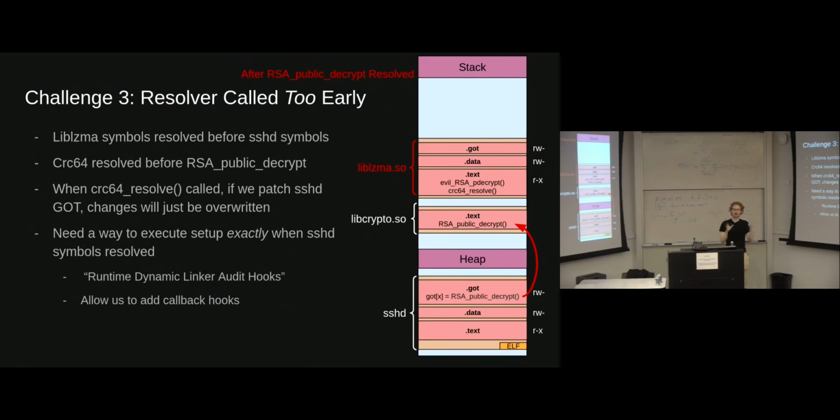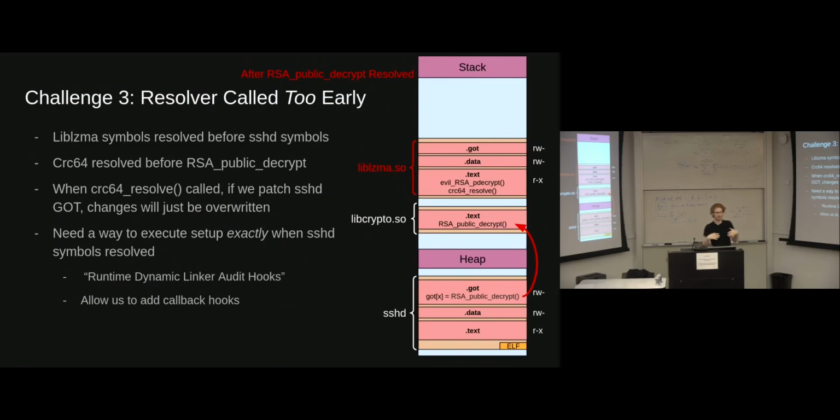And so there's this Goldilocks zone. We can't update the global offset table too late, because then it's marked as read-only, and we can't update it too early because then it'll just get overwritten by the linker later on. So we have to update right in this little tiny Goldilocks zone, after the linker has resolved this symbol, but before it's actually started running SSHD's entry point code.